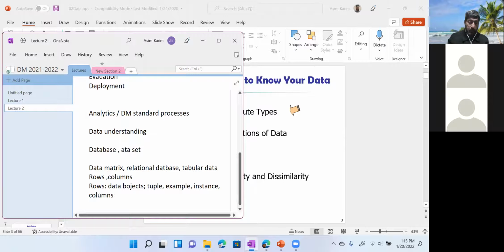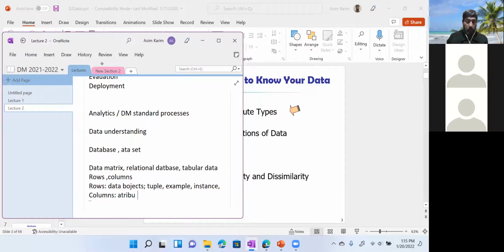So now columns. Columns basically capture specific pieces of information for that particular data object, for each data object. So that specific feature is often called an attribute. And of course, for each data object, there might be multiple attributes. And in addition to attributes, you might call them with other names, for example, feature.